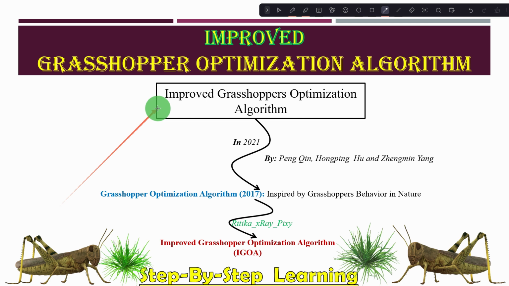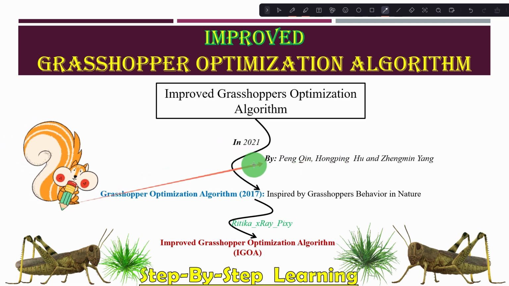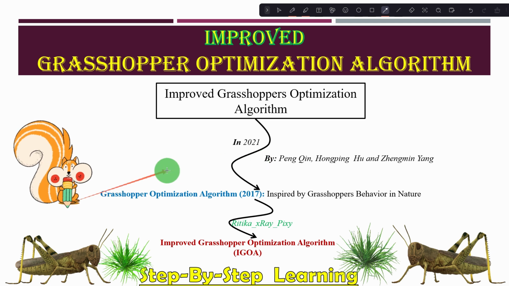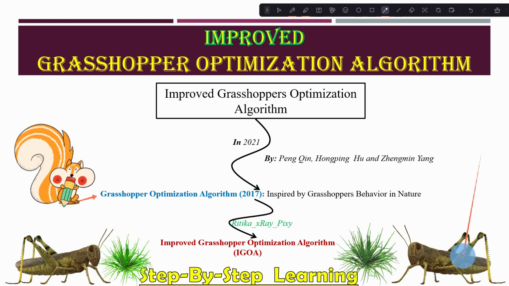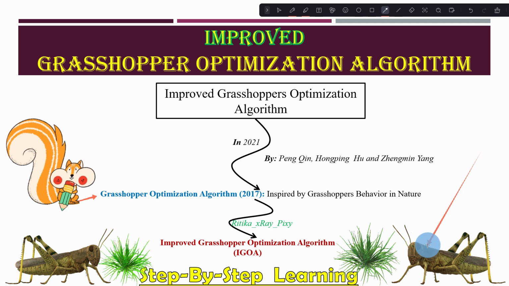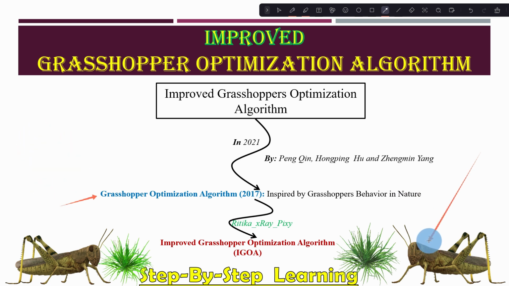First of all, as you can see here, the improved grasshopper optimization algorithm was introduced in 2021 by Peng et al. For more details, you can check the research paper. As we already discussed, the grasshopper optimization algorithm is basically inspired by the grasshopper swarm behavior in real life. So this algorithm mimics the grasshopper's behavior in nature. And this algorithm is tested on different benchmark test functions including unimodal, multimodal, and composite test functions.